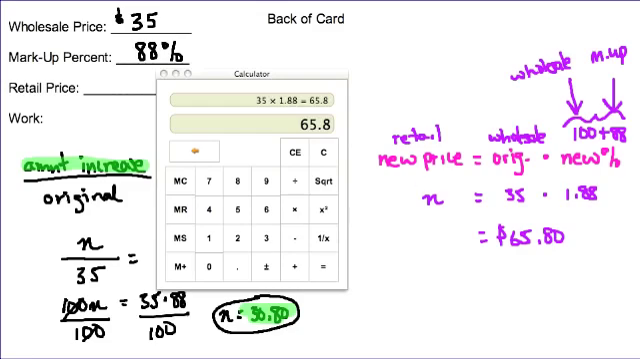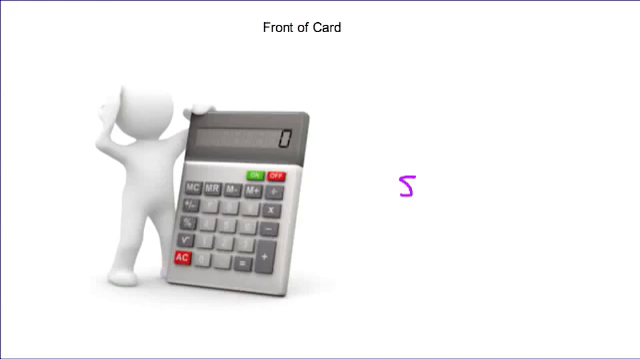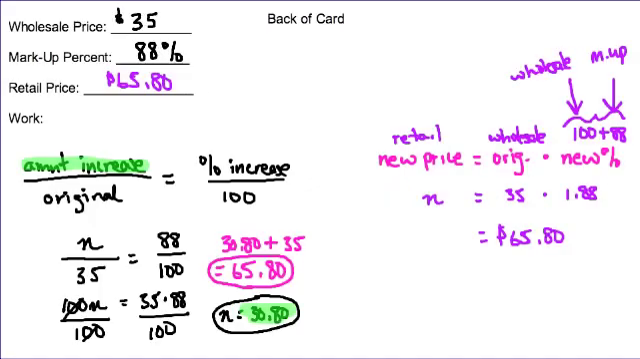Once I've calculated that $65.80, I'm going to write it in here, $65.80. And I'm also going to write it on the front of my card. So I'll go back to the front and write that the price of this item is $65.80. Notice that there's no work on the front of your card, because the customer doesn't know what markup percentage you've used to find the retail price. All they know is the retail price itself. The stuff on the back is for you to know how you determined that retail price. So this is the process you're going to use to find the retail price of all of your items.